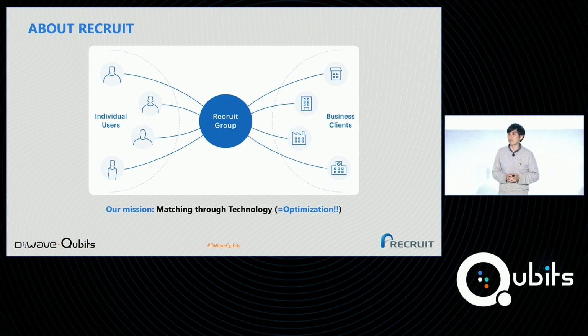Recruit is a company that has a wide variety of web services, like hotel reservation services or job searching websites. Here in the United States, Recruit operates Indeed.com and Glassdoor. Our mission is to realize the matching between users and business clients through technology. And I believe that quantum annealing plays a very important role in this mission.